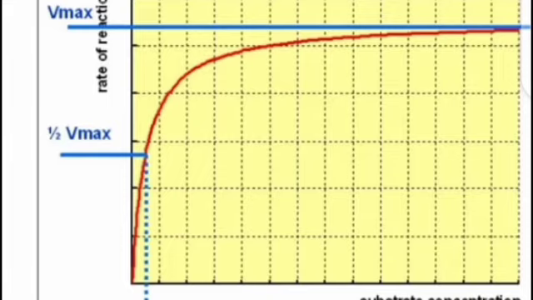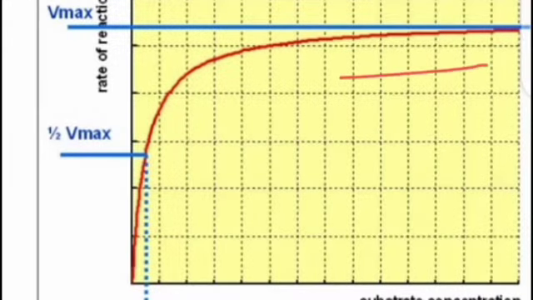Increase of substrate concentration increases the rate of enzyme catalyzed reactions, if the concentration of enzyme is kept constant.